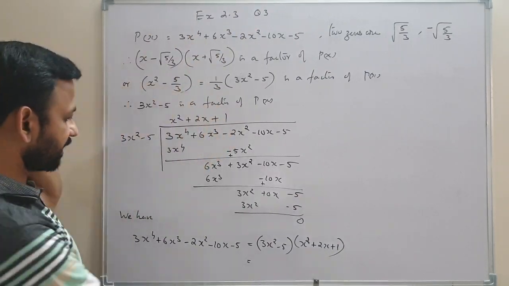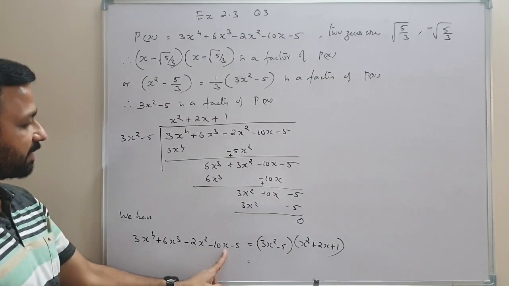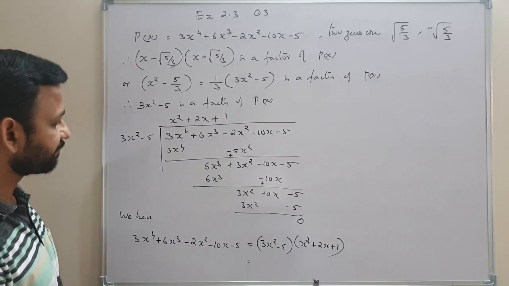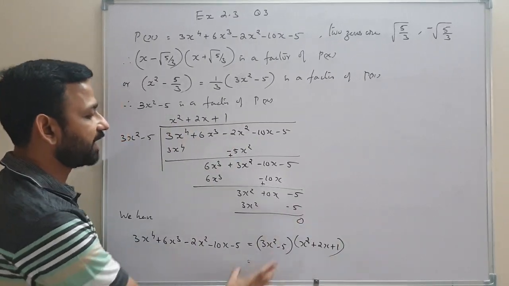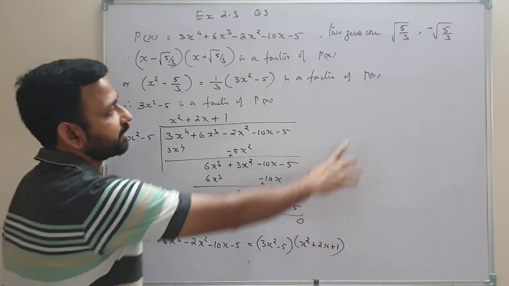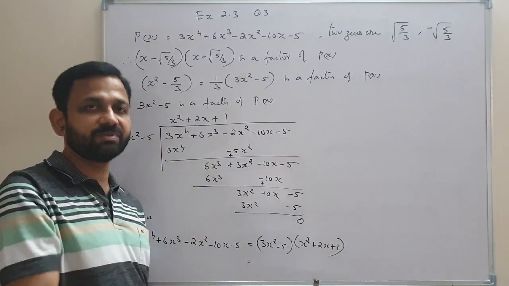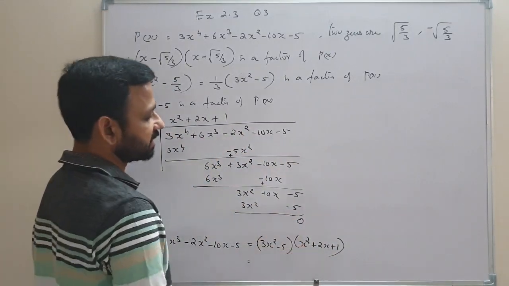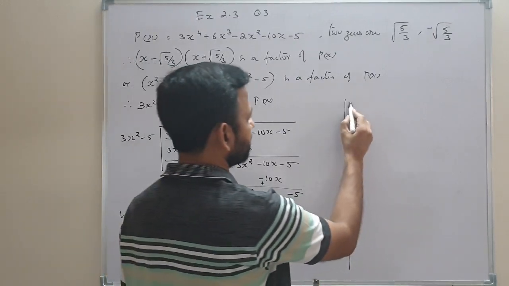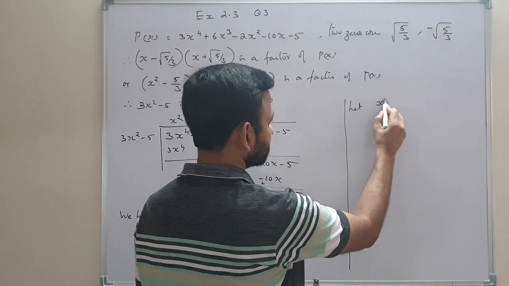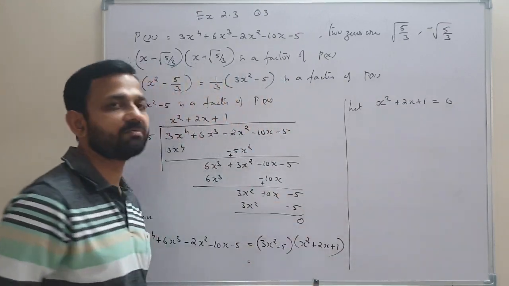So we can write 3x⁴ + 6x³ − 2x² − 10x − 5, dividend, is equal to divisor into quotient, remainder 0. And here from the first polynomial we got these two zeros, and from the second polynomial we will get the rest of the two zeros. So for finding the zeros of the second polynomial, we can take that polynomial separately. Let x² + 2x + 1 = 0. We are going to find the zeros of that polynomial.